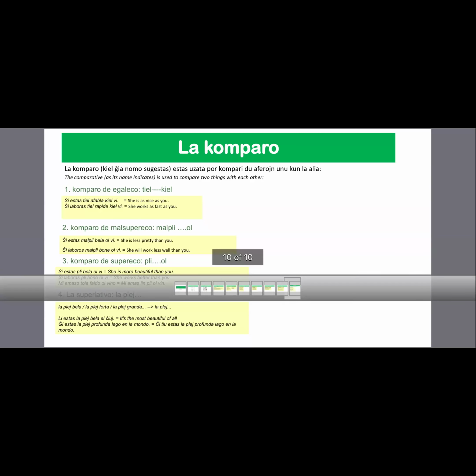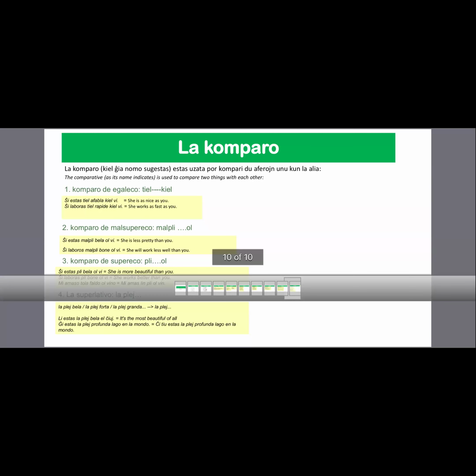So the comparative, as its name indicates, is used to compare two things with each other. So we have four types of comparison. So we have comparison with egaleco, with equal. So this is the comparison with equal sign. So the first one is TLKL.